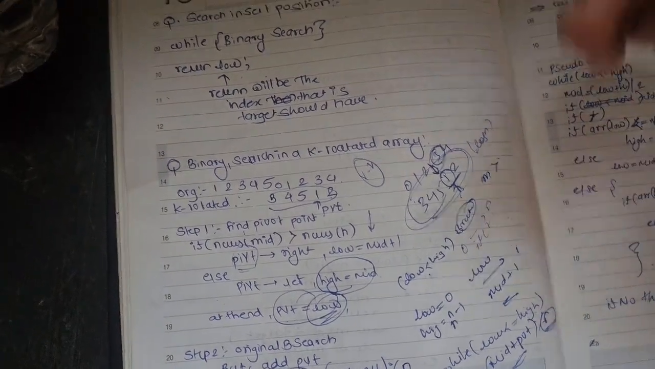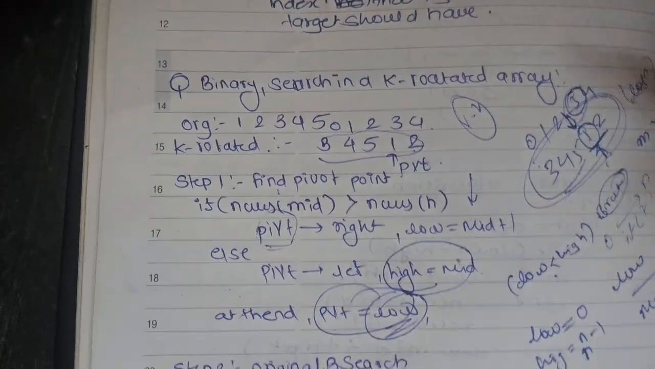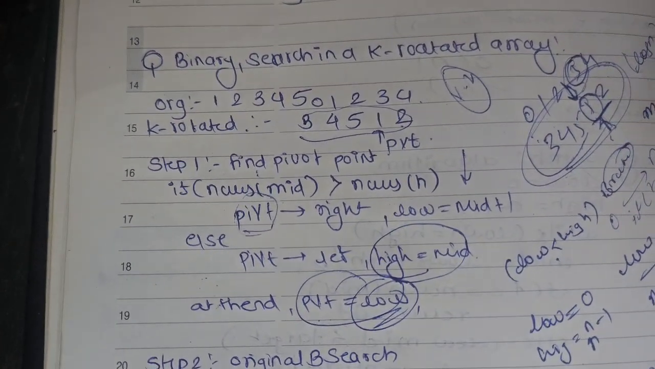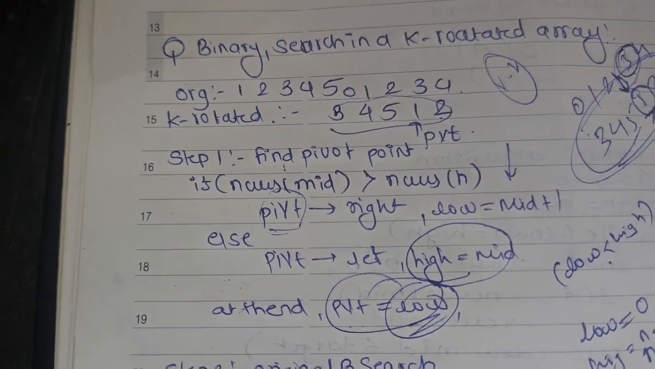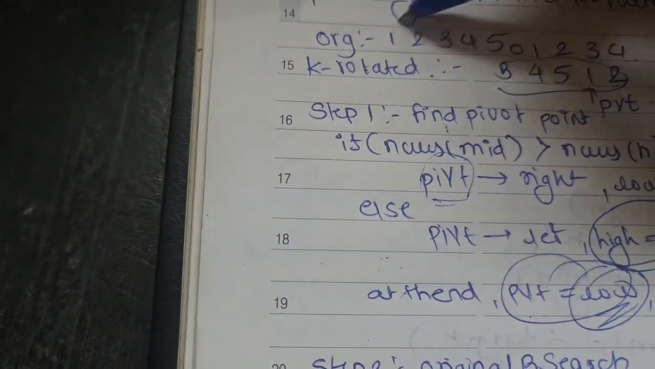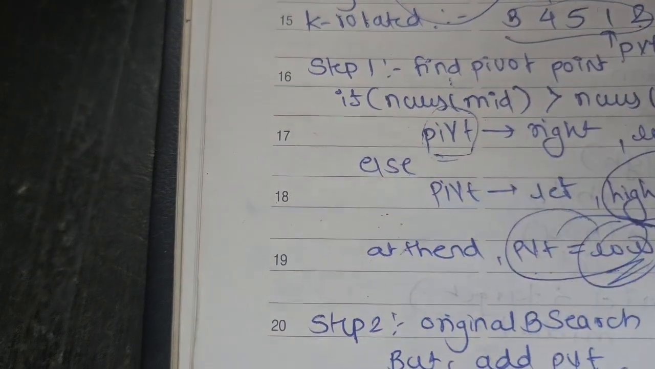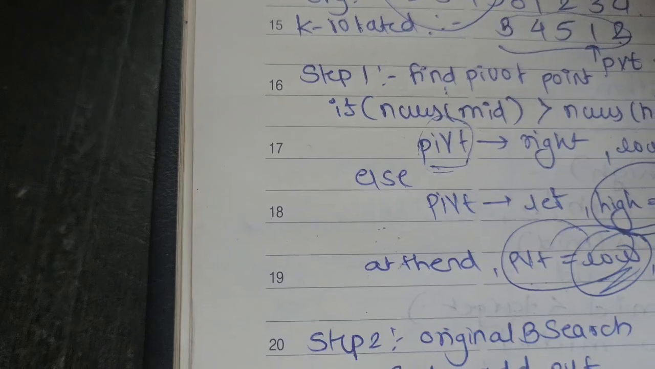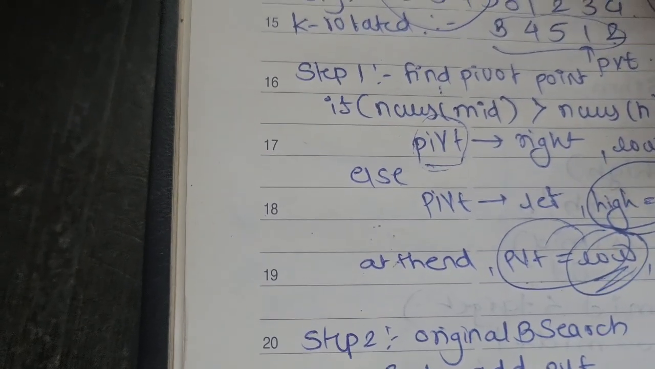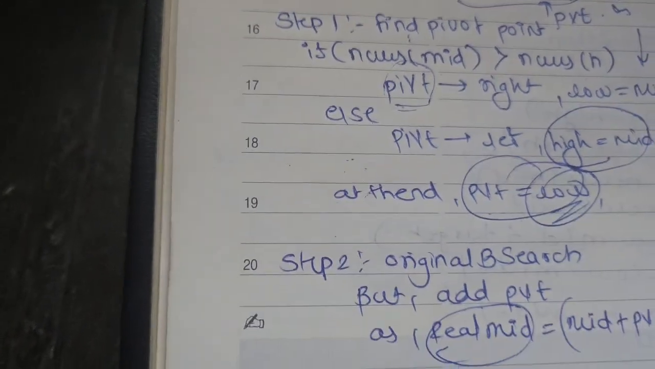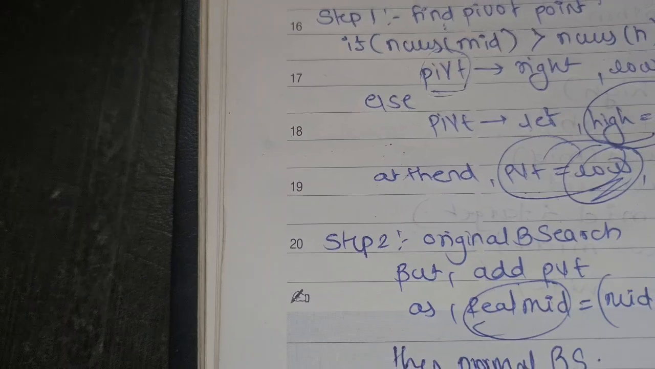So we are going to solve a problem in which we have a k rotated array and we have to perform a searching in that array to find a target element. So the original array, for example, is this, and a k rotated array is 3 4 5 1 2, which is rotated by k equals 2. It's basically a rotation.